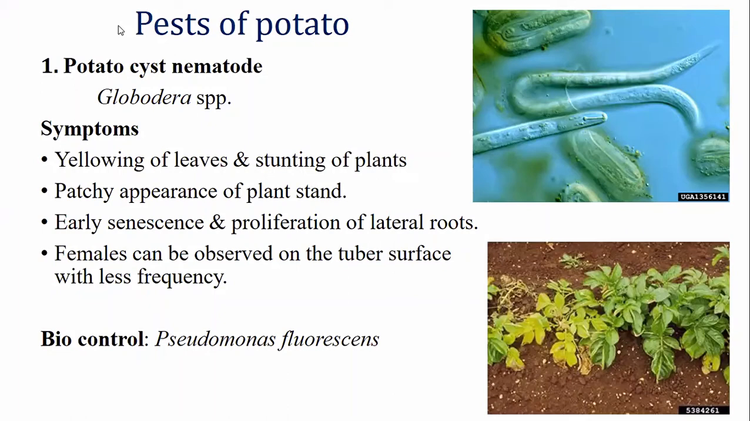Cyst nematode. You can see this image of potato cyst nematode. Here, many nematodes are involved. That's why I mention Globodera species, because some species are available, like Globodera pallida.